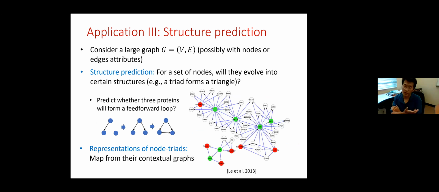And of course, graph representation learning can predict more than just links. It can also predict higher order structures. For example, we can use it to predict whether, let's say, three proteins may form feed-forward loops, based on the information embedded in their contextual graph. Okay, we can do this higher order link prediction.